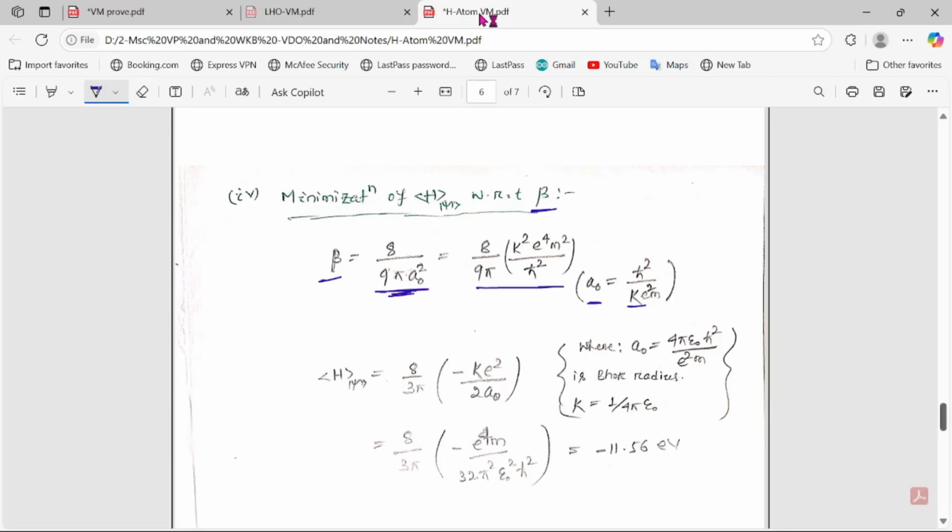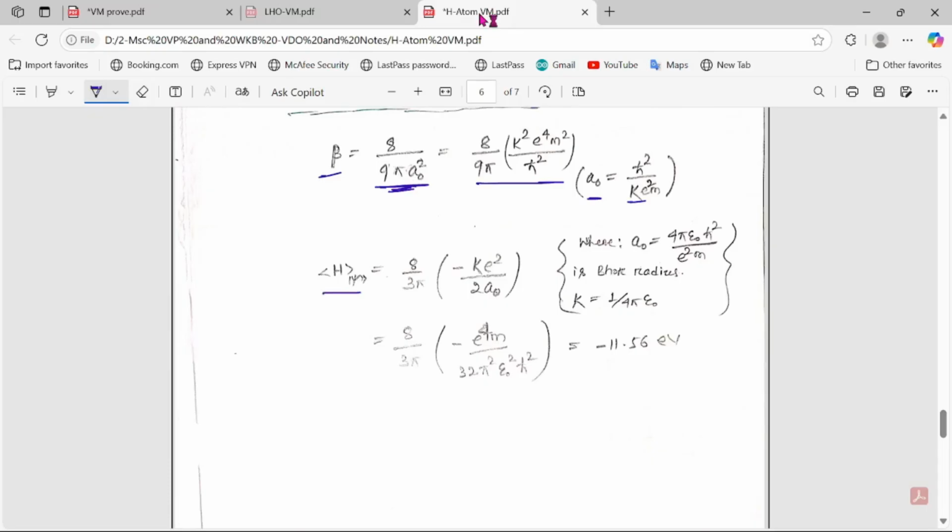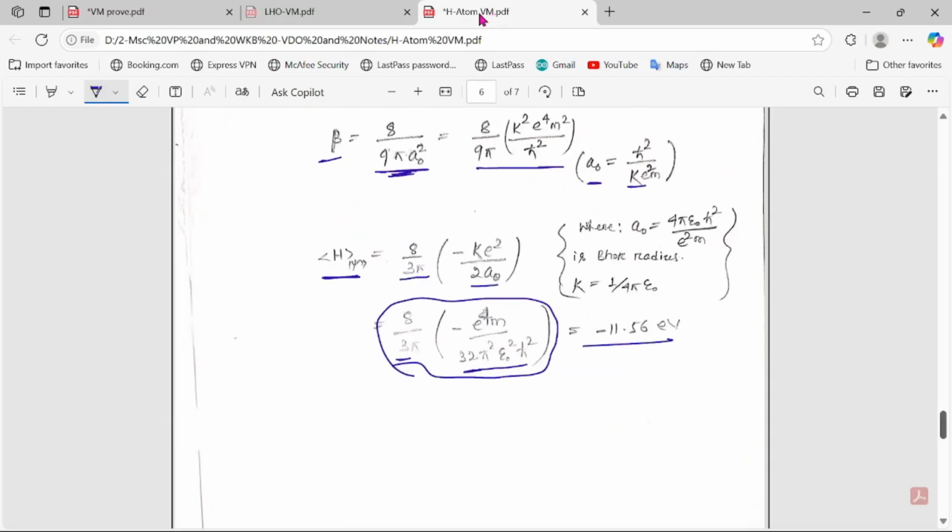After substituting the beta value, the expectation value of the ground state energy is 8 by 3 pi times minus k e square by 2 a naught, or 8 by 3 pi times minus e to the power 4 m by 32 pi square epsilon naught square h square. If we substitute all the values, we get the expectation value of the ground state energy as minus 11.56 electron volt.